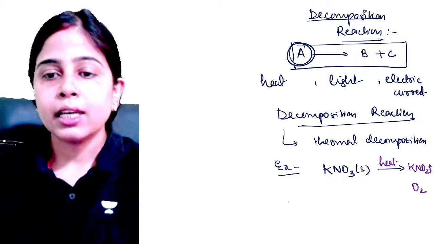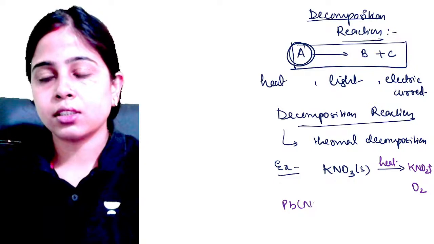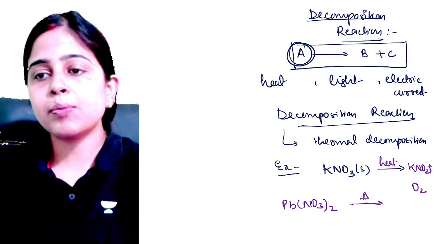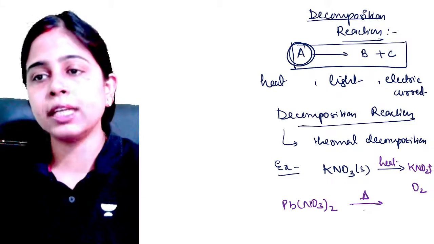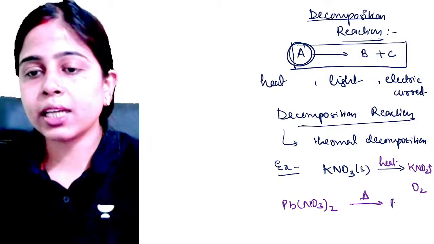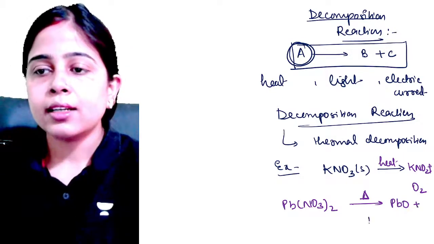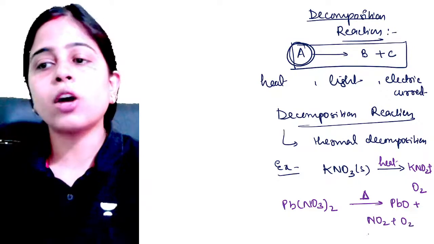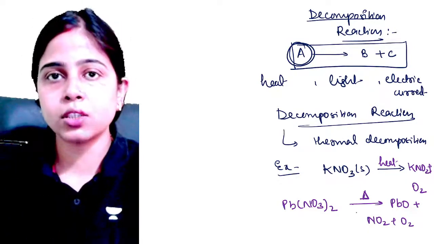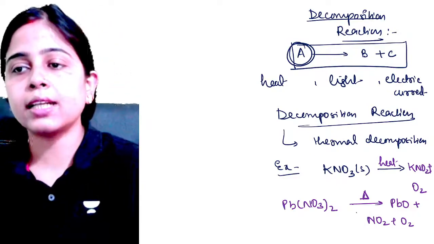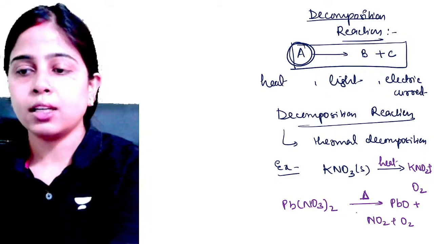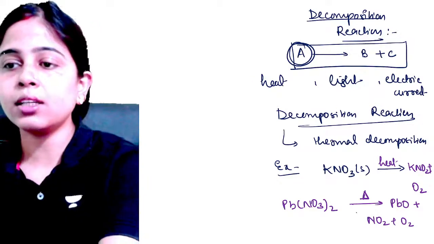Similarly, if you take lead nitrate, this is a single reactant, and if you heat it, this triangle is the symbol for heat. When you provide heat to this reactant, it will break down to produce lead oxide, nitrogen dioxide and oxygen gas. Clear? So these are all examples of thermal decomposition reaction where the reactant is broken down in the presence of heat to produce two or more products. I hope it is clear to all of you in the class.